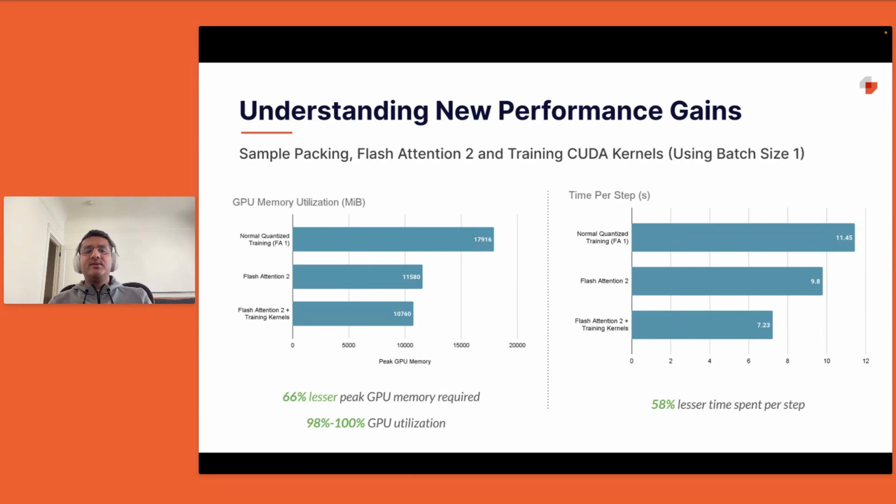And on the right side is the time taken per step. And what you'll see is flash attention 2, because attention computations are no longer our bottleneck, because flash attention 2 helps solve that pretty significantly. It already improves the time per step by, I think, like 20 to 25%. And then if you also include training kernels that help reduce the memory bound operations and fuse them into single kernels, you again benefit from the same reason that flash attention does, which is fewer reads and writes from SRAM. And so we end up with 58% less time spent per step.